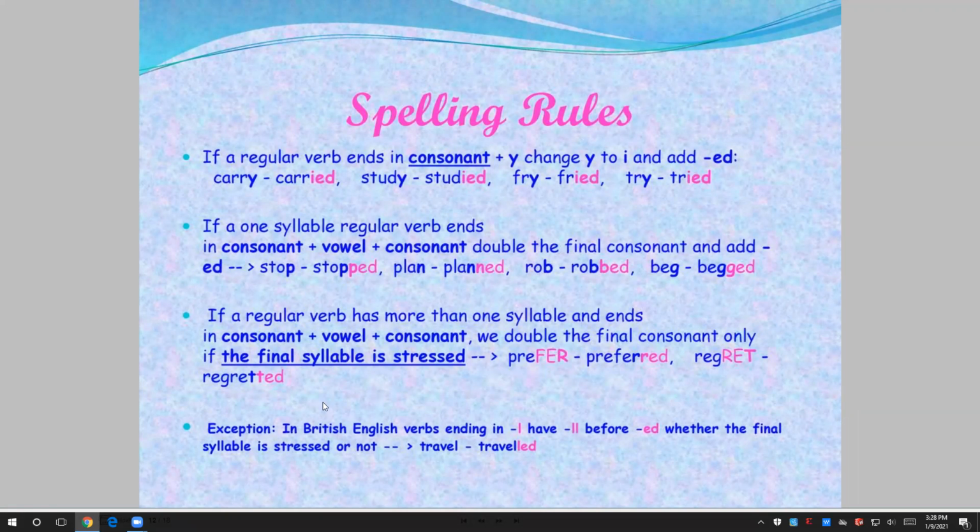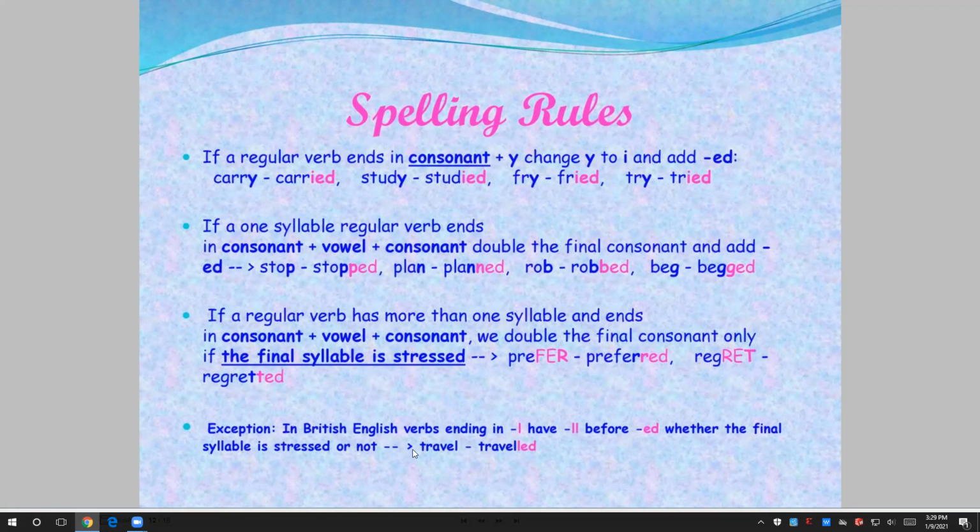Now keep in mind that we have got one exception here in British English. Verbs ending in L have double L before ed, whether the final syllable is stressed or not. So if your verb has more than one syllable, and if it ends in L, if the last sound is a consonant, the same combination, consonant plus vowel plus consonant, if the last consonant is L, then you have to double this last consonant sound, whether the stress is on the first syllable or the second syllable.